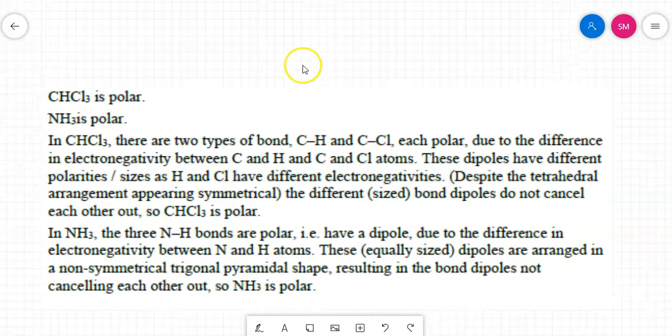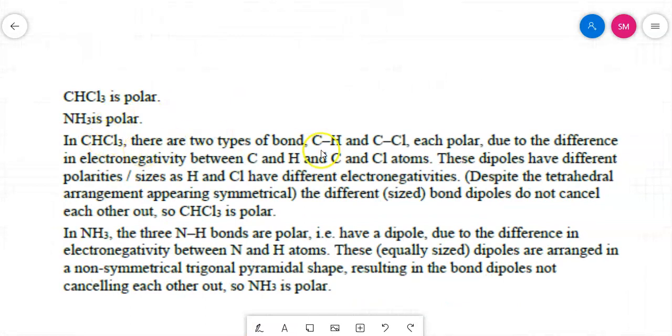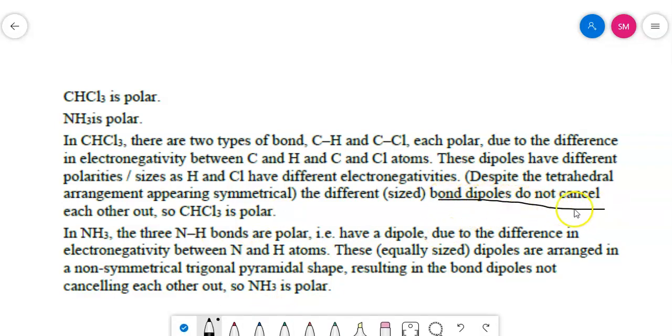So they're both polar, perfect. In CHCl3, there are two types of bond, carbon to hydrogen and carbon to chlorine, each polar due to the difference in electronegativity between the carbon and hydrogen and carbon and chlorine atoms. These dipoles have different polarities, as hydrogen and chlorine have different electronegativities. So despite the tetrahedral arrangement appearing symmetrical, the different sized dipoles do not cancel each other out, and so CHCl3 is polar. So that's really important, is that the dipoles do not cancel each other out, so it is polar.